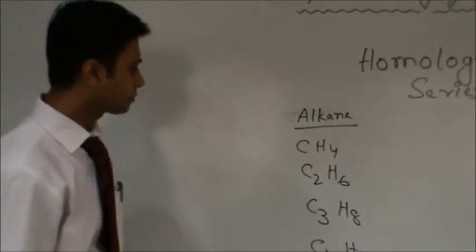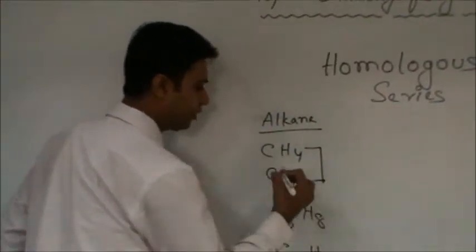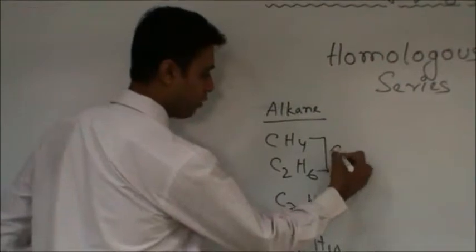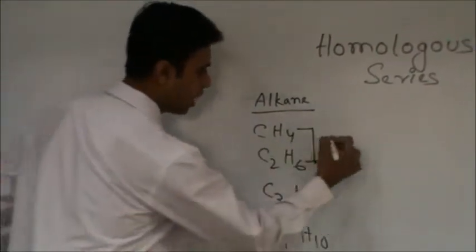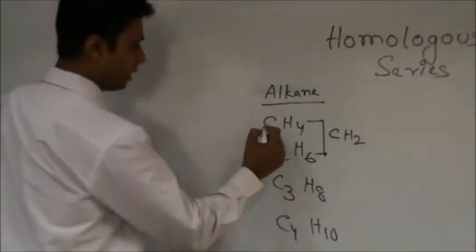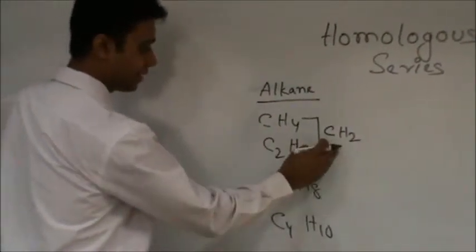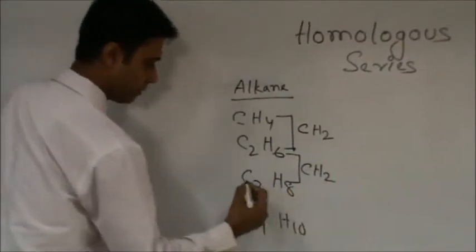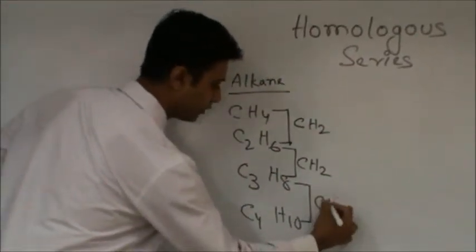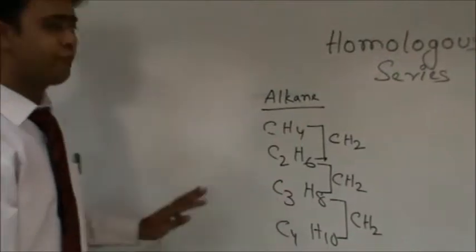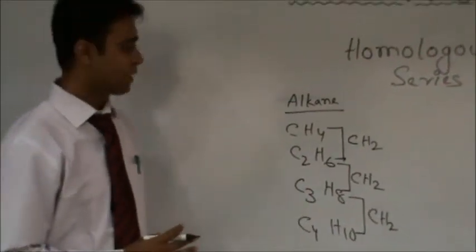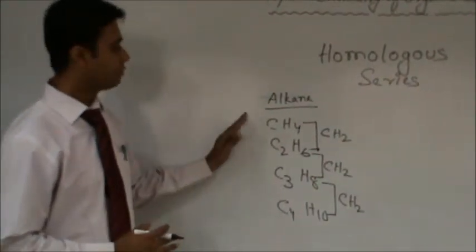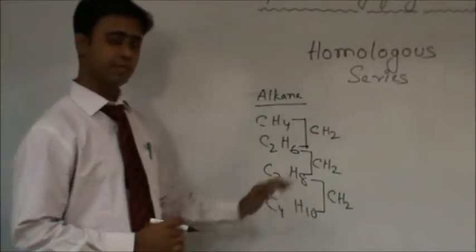If you notice carefully, the 2 consecutive hydrocarbons in the alkane series differ by 1 carbon and 2 hydrogen. That is, methane and ethane differ by a CH2 group. Similarly, ethane and propane differ by a CH2 group. Propane and butane also differ by a CH2 group. This is one of the characteristic properties of a homologous series, that 2 consecutive members of the same series will differ by a particular group, which is CH2 in this case.